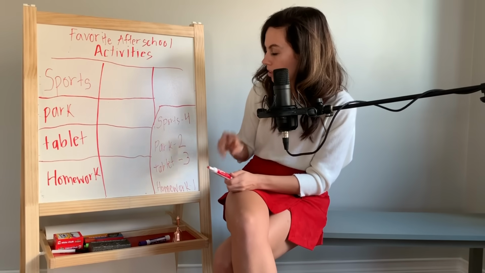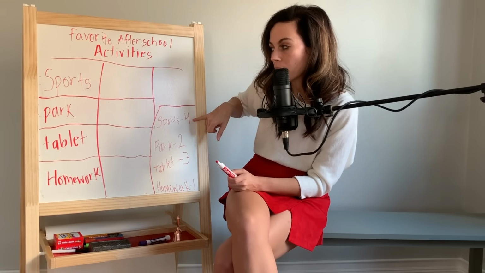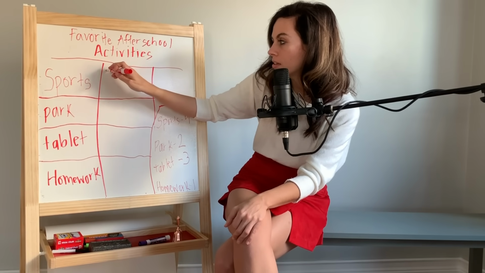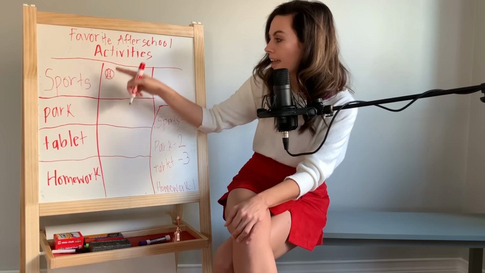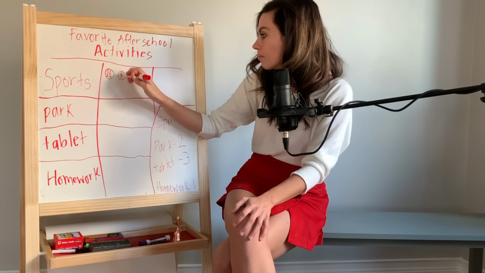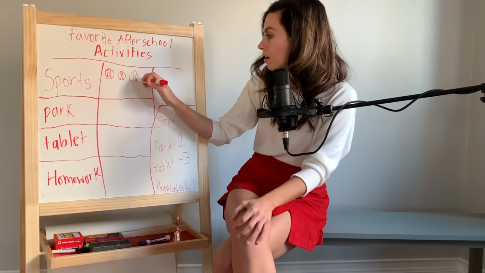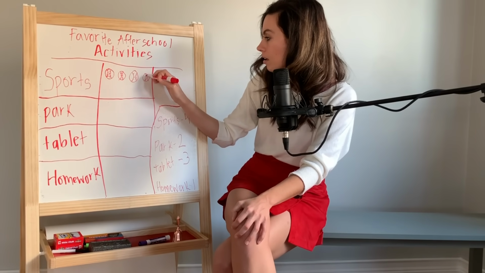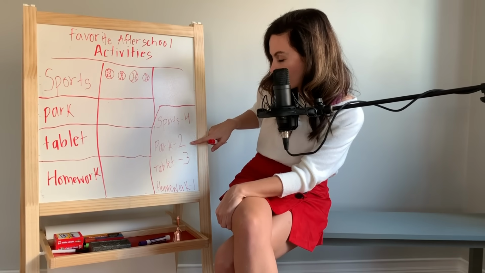Okay, so remember, when we do a pictograph, we use pictures to represent the people that are in each category. So sports has 4 people, so I would need to come up with some sort of picture to represent sports and have 4 of those for 4 people. So for sports, I'm going to do baseball. And that represents 1 person who likes sports. Two people. 3 people. And 4 people.